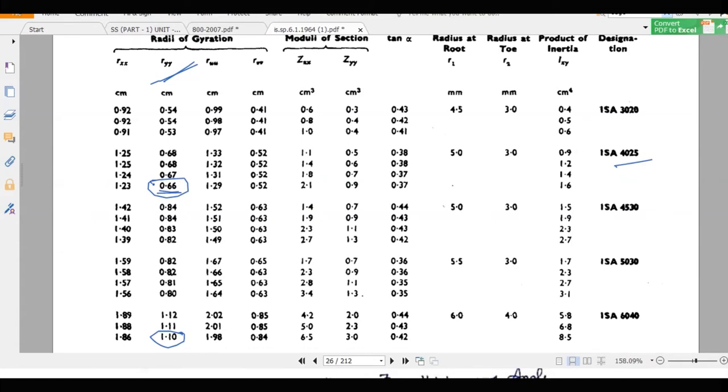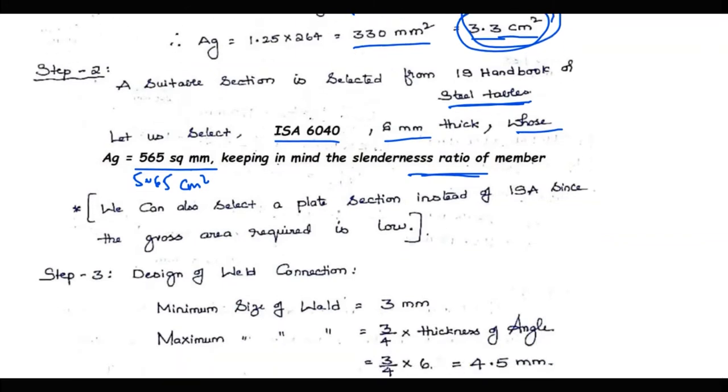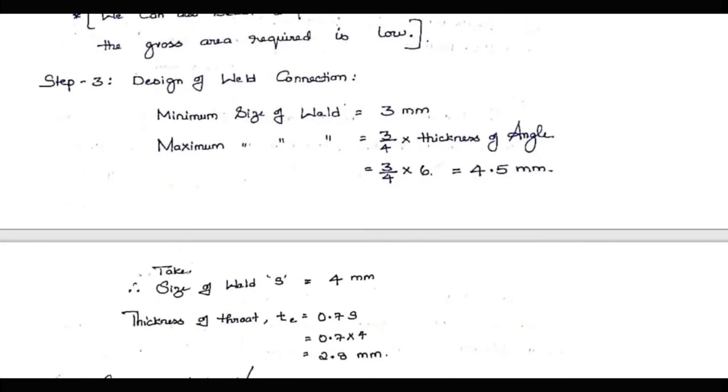So now if I take 60 40 section of 6 mm thick, I am going to get a radius of gyration of 1.1, r_yy, the least radius of gyration. Therefore this 60-40 angle section would be more appropriate for my design. So let me select that section, whose cross sectional area is 5.65 centimeter square or 565 square mm, keeping in mind this slenderness ratio. Okay, so now let us go for the design of weld connection.